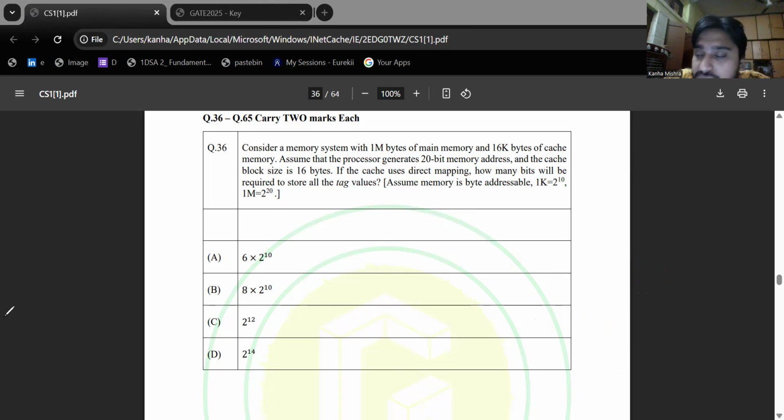So first let's figure out the offset bits. So offset bits कितनी आएंगी? 4. We get total 4 offset bits. Then we get total 10 index bits, and then remaining bits are 6, which are for tags. So a single cache block contains 6 bits. So for 1024 cache blocks, that will be 6 into 1024, which is 6144 bits. 6 into 1024 will be 6 into 2 to the power 10. So option A is the right answer.